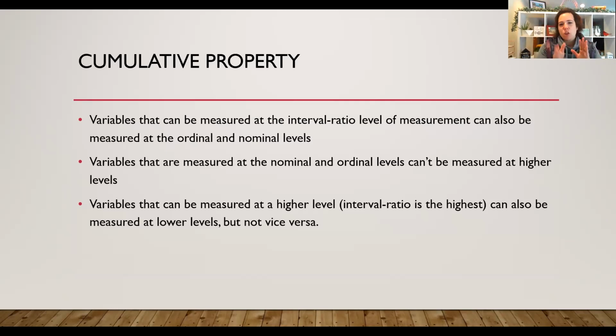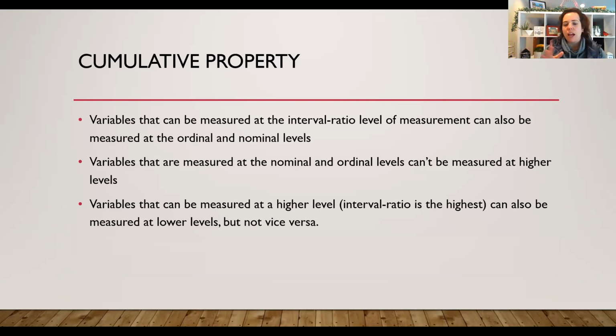So this is almost like the square can be a rectangle discussion, but variables that can be measured at the interval ratio level can also be measured at the ordinal or nominal level. So you can always take it a step back. But variables that are nominal and ordinal cannot be measured at a higher level, okay?